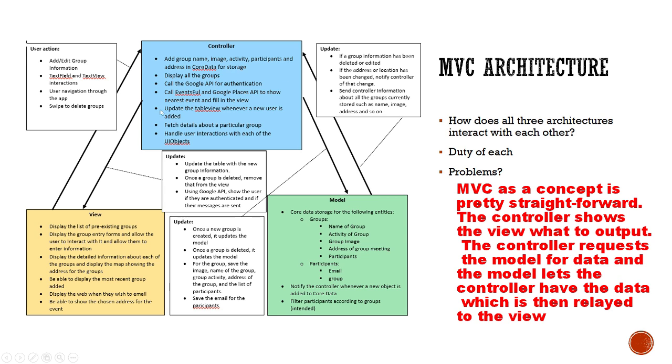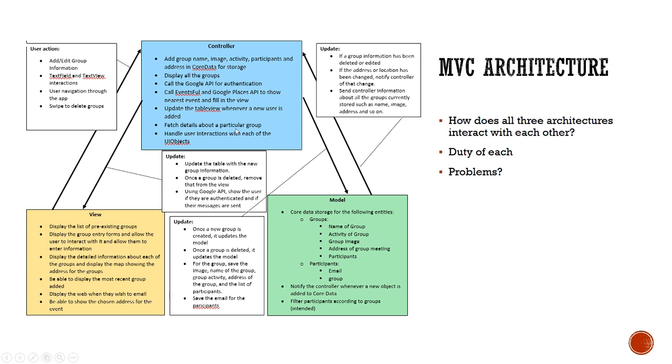Now the controller is kind of the main brain. Essentially what it does, it adds the groups into core data for storage. It will let the view know to display the groups. It will call the appropriate APIs to show the nearest event and fill in the view accordingly. It'll update the table view when a user is added. It'll fetch details about a particular group, and it'll handle the user interactions with each of the UI objects. These are just general ideas.